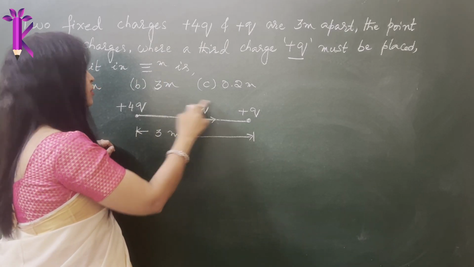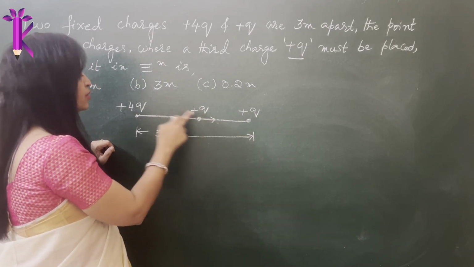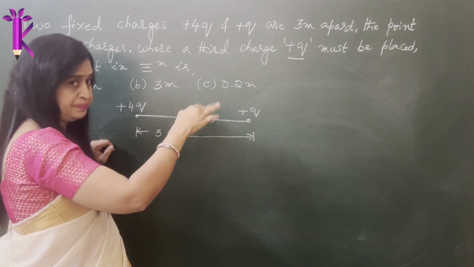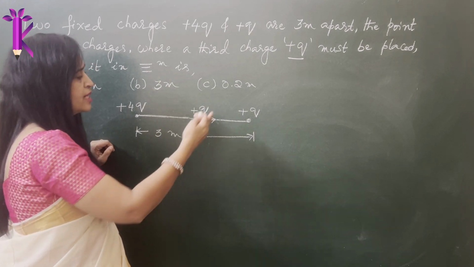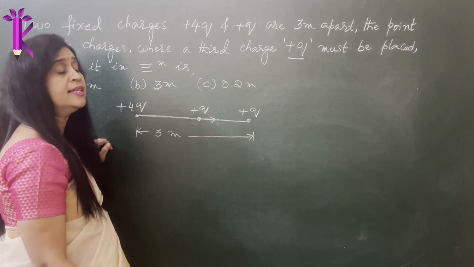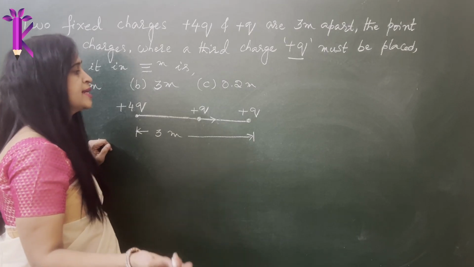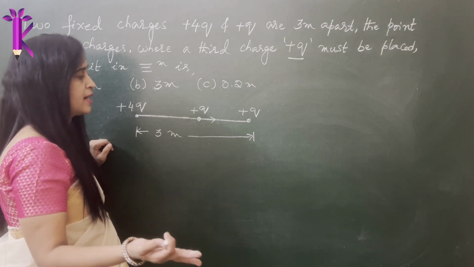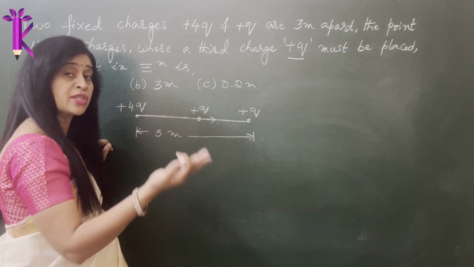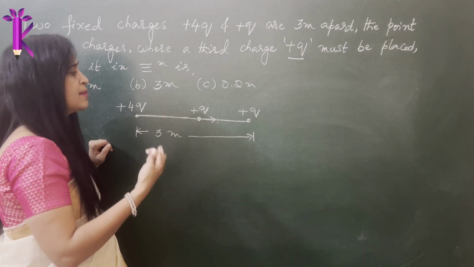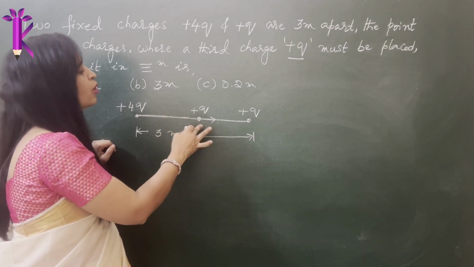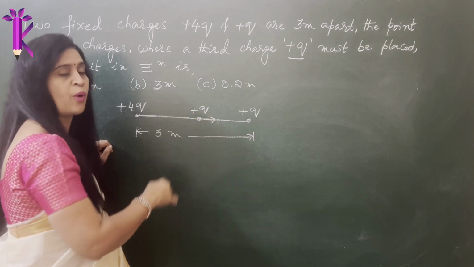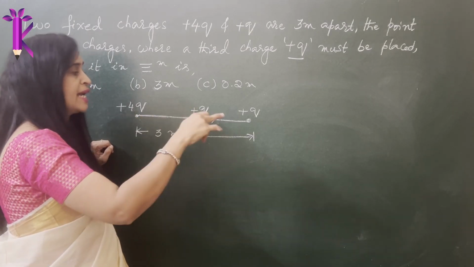If this is positive and this is negative, due to this it would experience a repulsive force, and due to the other one it would experience, let's say, an attractive force. Such scenarios can also be given. Sometimes you might be given a scenario where you will not be allowed to keep the point charge in between the line joining the charges.